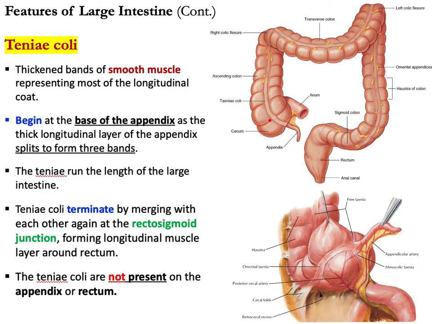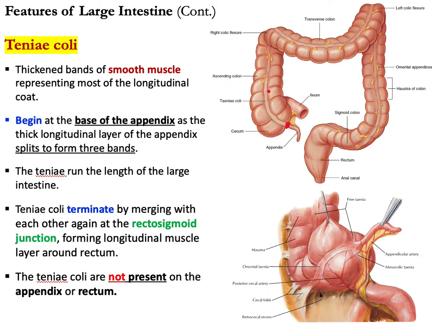So first of all, the tinea coli is a smooth muscle. It's a thickened band of smooth muscle that you see here. It starts from the base of the appendix. That means there is no tinea coli on the appendix, which is an important feature. That means if you follow the tinea coli until the end, you will reach the base of the appendix. And really, this is an important feature to find the appendix, because you follow the tinea coli all the way to reach the base of the appendix. When it terminates, that means you reach the base of the appendix.